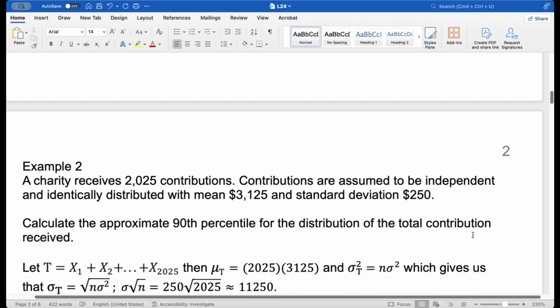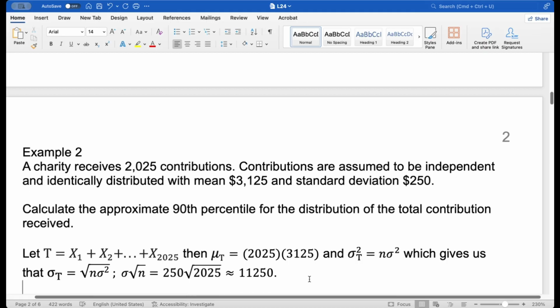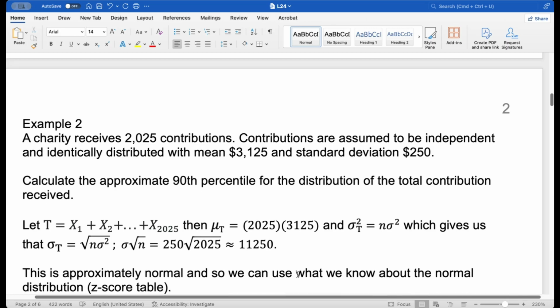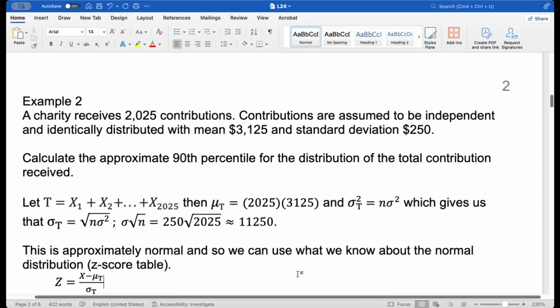So we'll let T be the sum of those 2,025 independent, identical random variables. The expected value of the sum is n times the mean. So it's 2,025 times 3,125. The standard deviation is sigma times root n. So that's 250 times the root of 2,025, which is 11,250. This is going to be approximately normally distributed. As n is large, the sum approaches a normal shape.